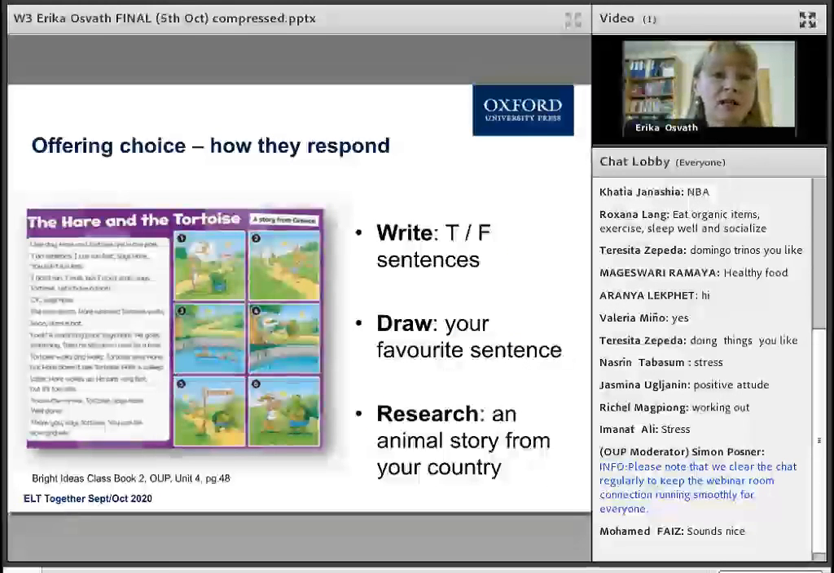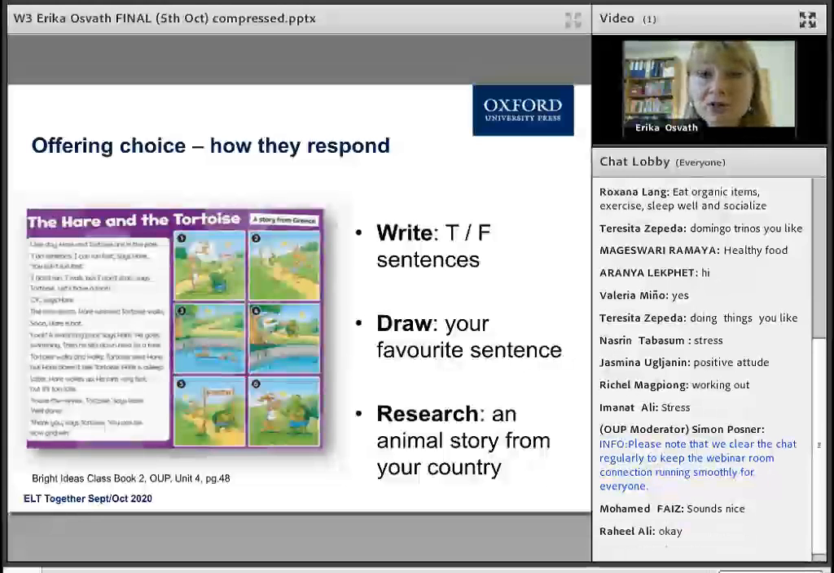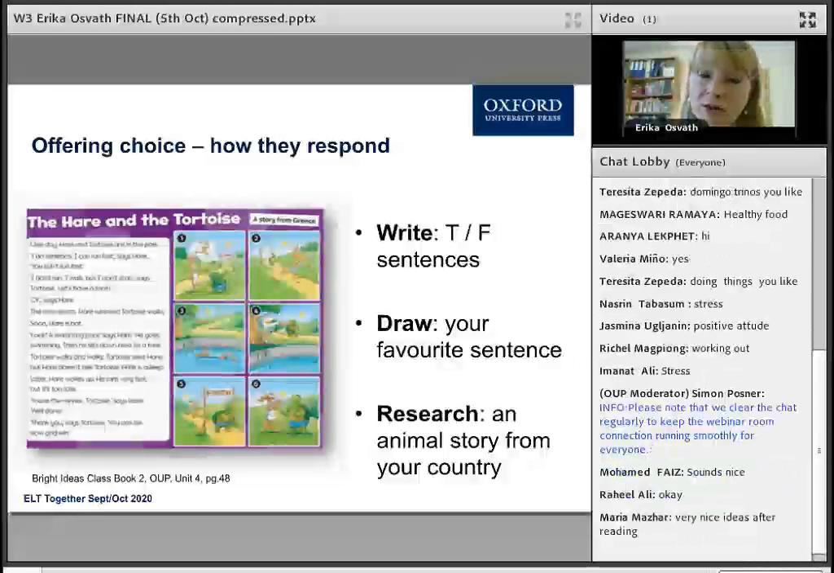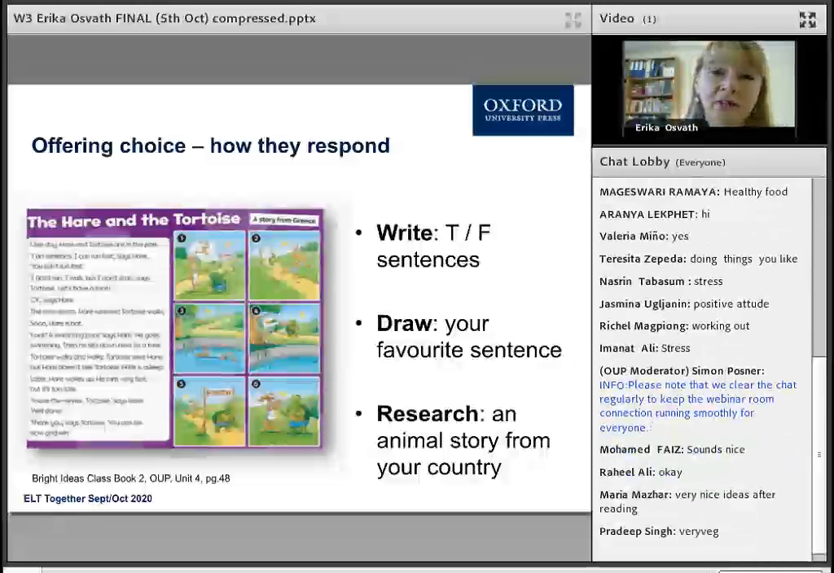Bright Ideas, Level 2, and you can set this for homework or you can do this in class. And you give these three different types of responses. And you get students to choose which one they would like to do in that lesson.